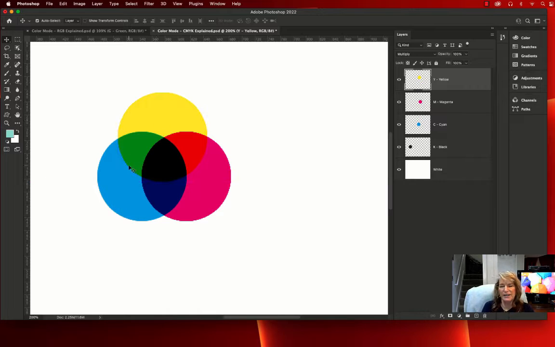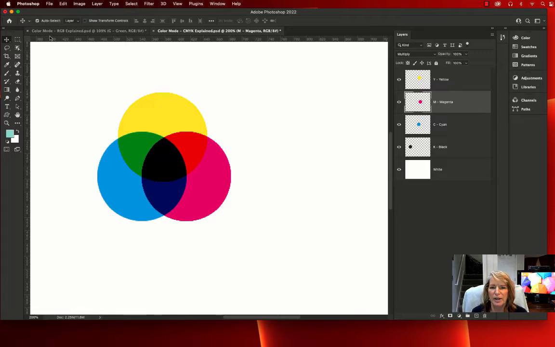So looking at this on the outside, I have cyan, magenta, and yellow, which are our colors for the print side based on ink. On the inner circle, I get my RGB: red, green, and blue. So that's where you see that they're the opposite color modes. When I mix my colors with CMYK, I get my RGB. When I mix my RGB, I get my CMYK. So they're in a sense intertwined.